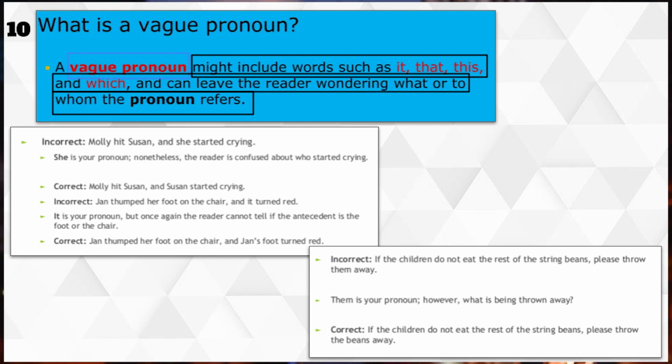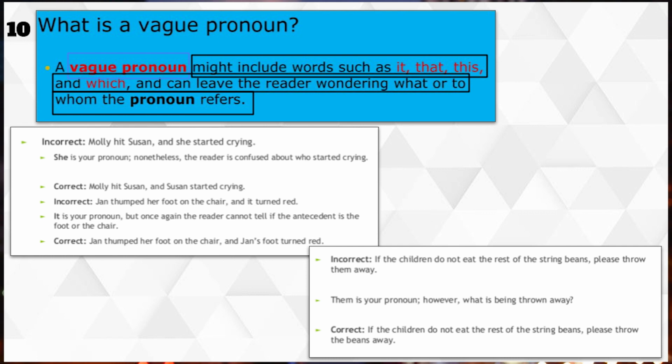An incorrect example would be, Molly hit Susan, and she started crying. She is your pronoun. Nonetheless, the reader is confused about who started crying. We say Molly hit Susan and she started crying. We don't really know if Molly hit Susan and then started crying because she hit somebody else and felt bad, or if Susan started crying because she got hit. We can probably guess, but it doesn't really come out and state it clearly, and thus the sentence is kind of broken. To clarify that, or to make it correct, would be to say something like, Molly hit Susan and Susan started crying.